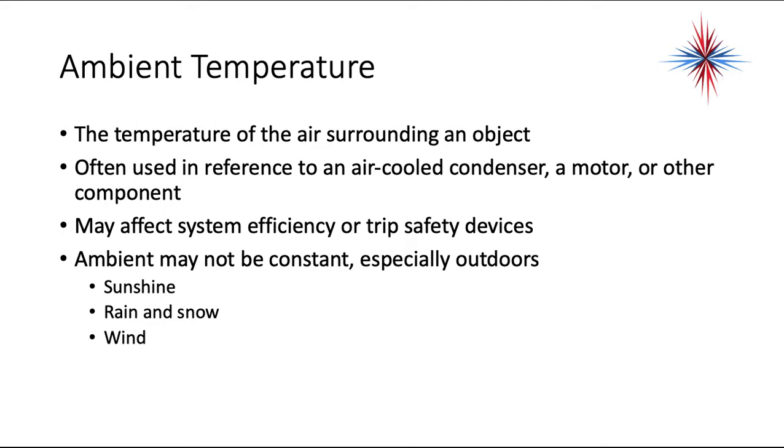Your ambient temperature on one side of the unit may be higher than the ambient temperature on another due to sunshine. Rain and snow affect ambient temperature, and wind affects ambient temperature. The greater the wind, the lower the ambient temperature. So ambient temperature is constantly changing, and your thermometer in your truck or car may not equal the ambient temperature anyplace else.